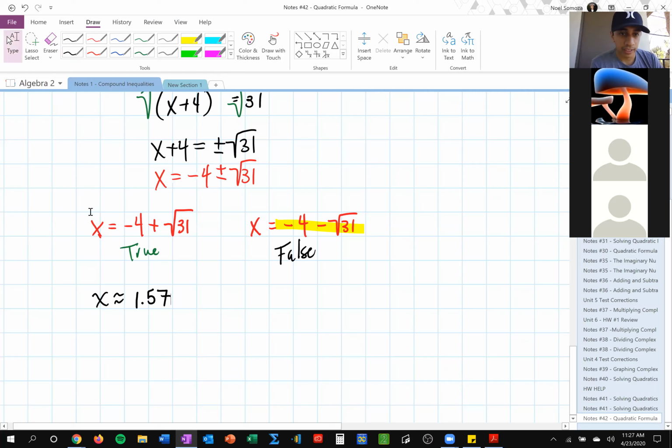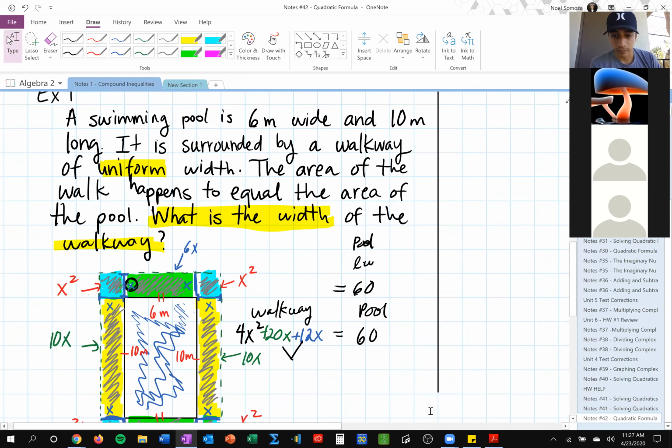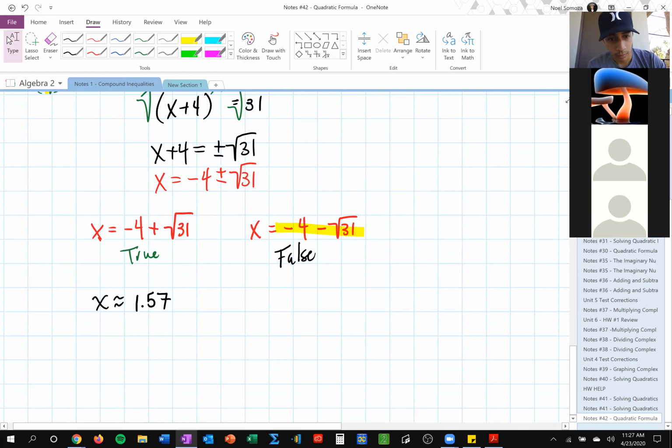Go back to the very beginning of the problem. What units were we talking about? Was it feet? Was it yards? Was it meters? Yeah, we're talking meters, right? So you want to make sure that you list this as x is equal to 1.57 m, or you could just write out meters.